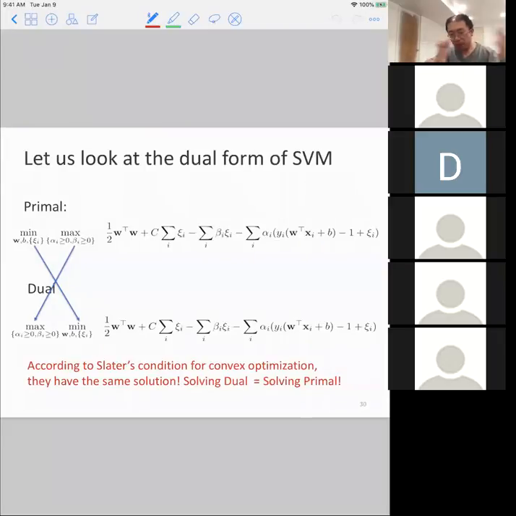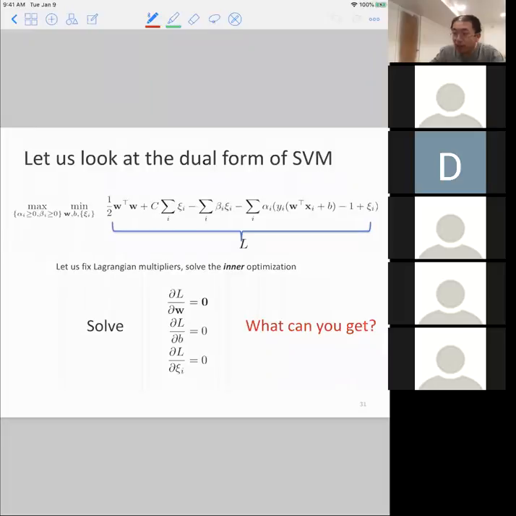Now, let us try to switch max and min to get a dual form. As I mentioned before, according to Slater's condition for convex optimization, we have the same solution. In other words, solving this dual form, namely this max-min problem, is equivalent to solving the primal form, the min-max problem. So we are more interested in solving the max-min problem. As to why, we'll see later.